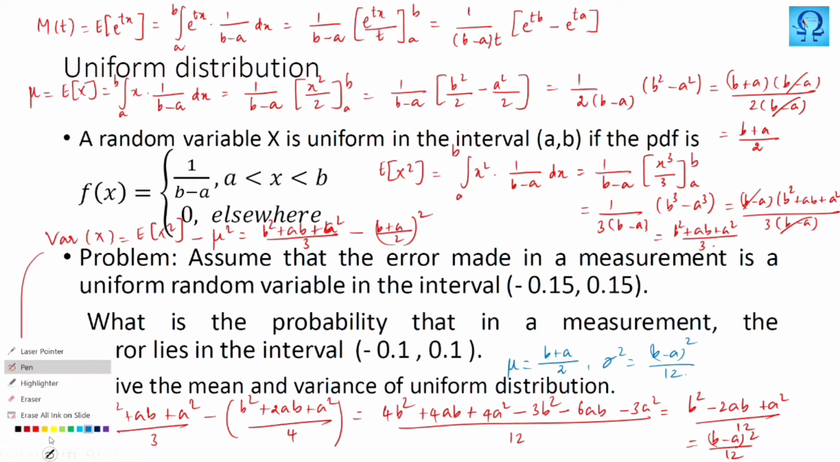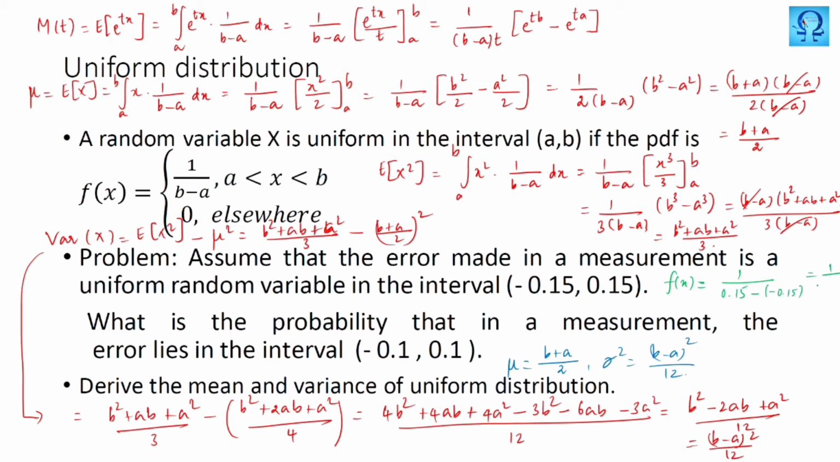Now coming back to the problem that we have here, assume that the error made in the measurement is a uniform random variable in this interval. What is the probability that in a measurement the error lies in this interval? First of all, let us try to write the density function, which I am writing in green color. It is 1 upon (b minus a), that is 0.15 minus minus 0.15, so it is 1 upon 0.3. This is valid in this interval.